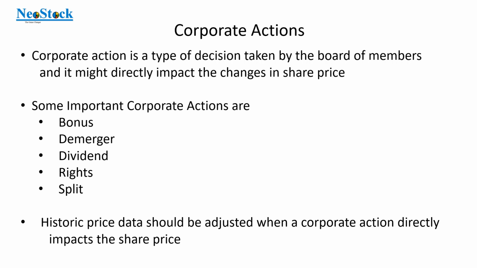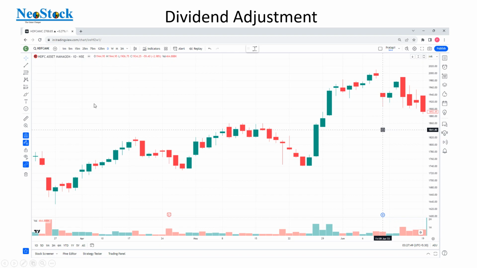As I told you earlier, historic price data should be adjusted when a corporate action directly impacts the share price. But by default, dividend is not adjusted. So I am showing you an example. It is a company chart, HDFC AMC. Look here, you are seeing a symbol D with a circle. Exactly on this day, there is a corporate action. What is the corporate action? A dividend corporate action is implemented. The company has taken a decision: from this date, the corporate action is applicable. How much dividend did they declare? They declared 48 rupees dividend.